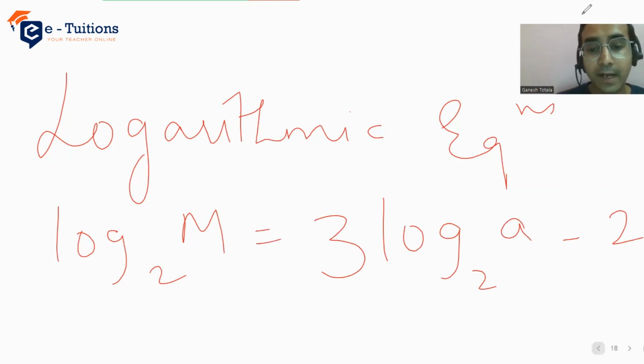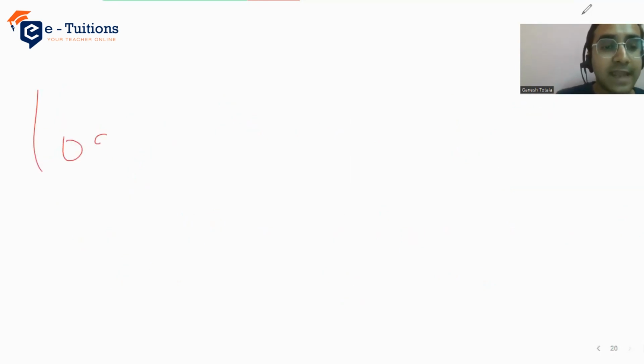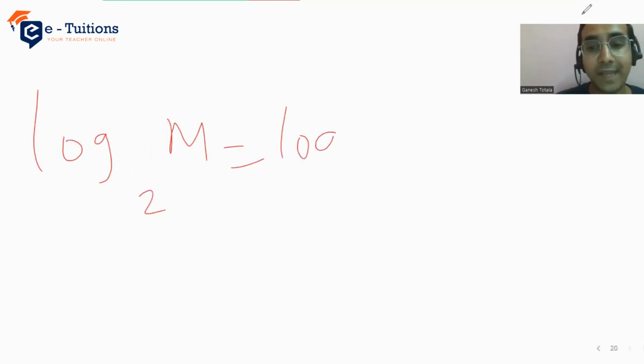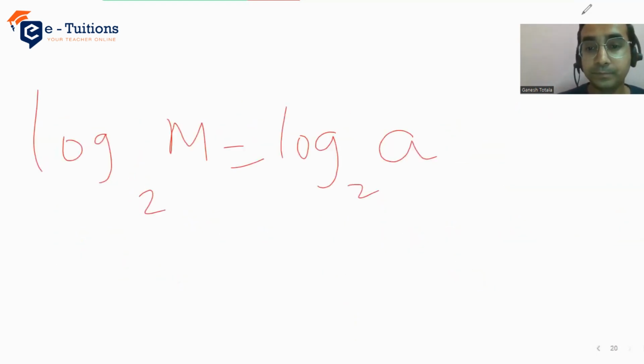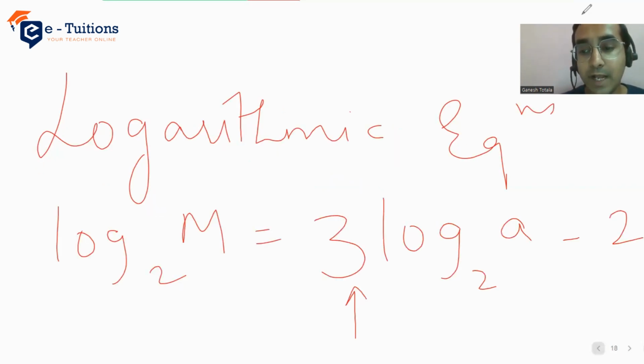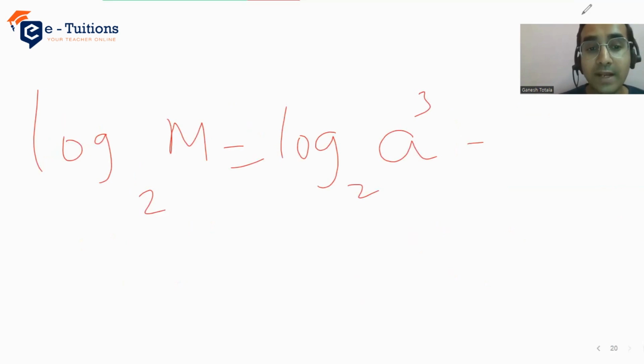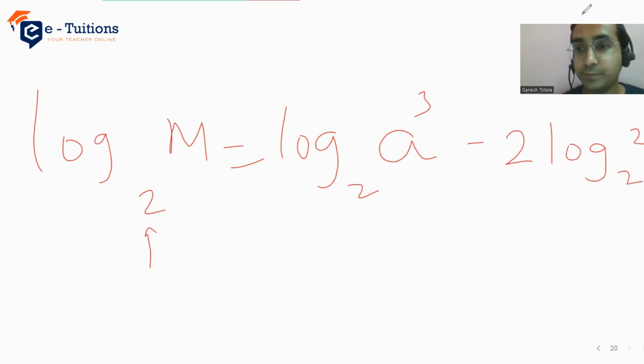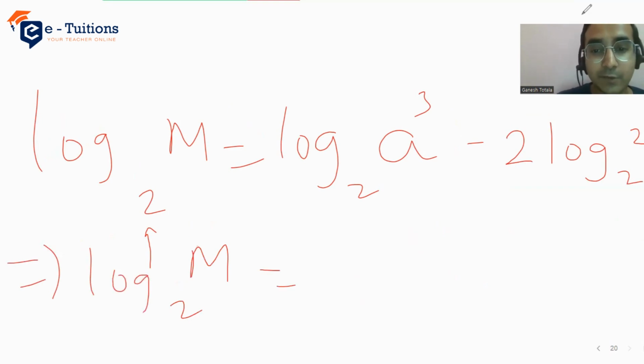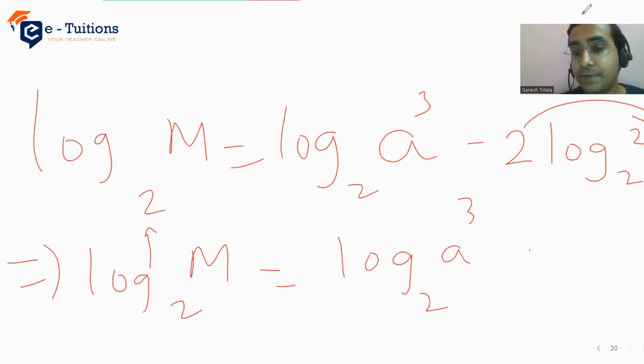So here I can see the coefficient of log a is 3. So I'll be just using the power law. So this will be log of m to the base 2 is equal to log of a to the base 2 and its cube, minus. Now 2, I can write it as 2 into 1, right? And 1, since your base is 2, I can write it as log of 2 to the base 2. So this I can write as log of m to the base 2 is equal to log of a cube to the base 2. Now this 2 I'll shift up, so it will be minus log of 4 to the base 2.